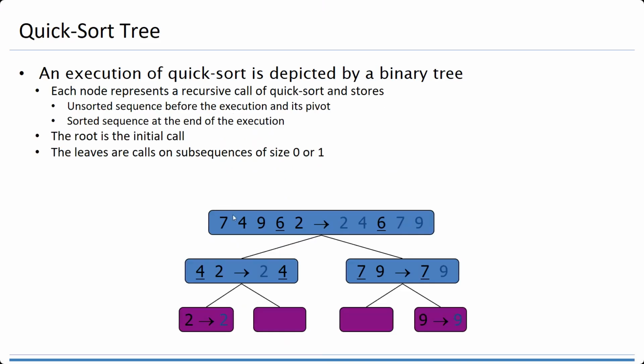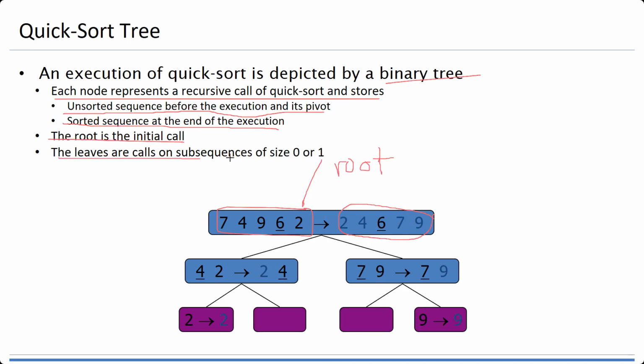So quicksort can also be represented by a binary tree, the same as the merge sort before. Each node represents a recursive call of quicksort and stores the unsorted sequence before the execution, and the sorted sequence at the end of the execution. The root is the initial call. So this is the root.